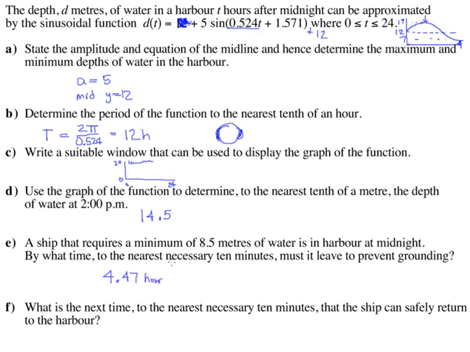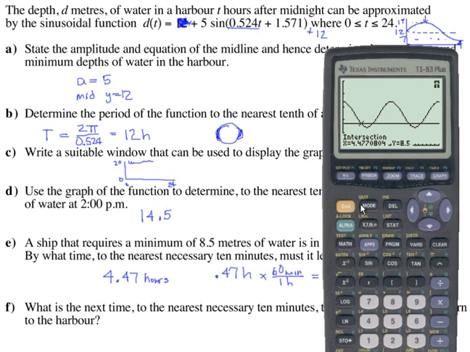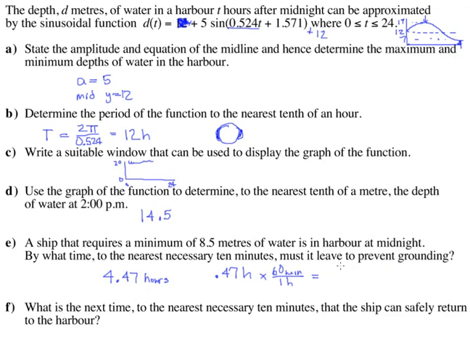Now, that does not mean 4:47 in the morning. To get this right, you have to do 0.47 hours times 60 minutes in 1 hour. 0.47 times 60, 28 minutes. So 4:28 a.m. is when it would have to leave.